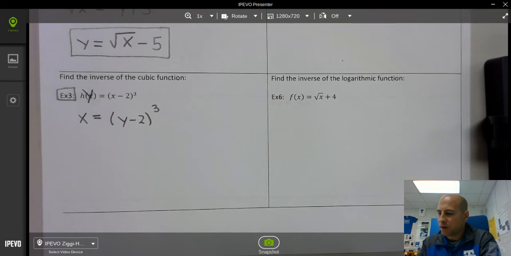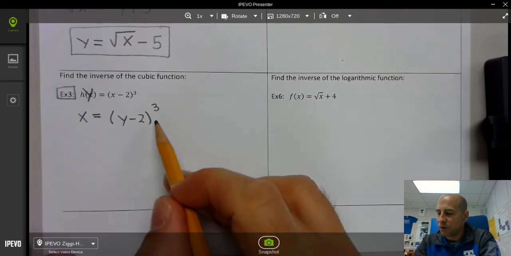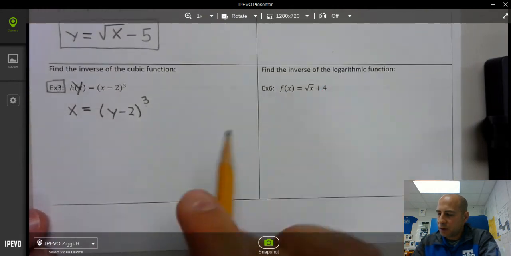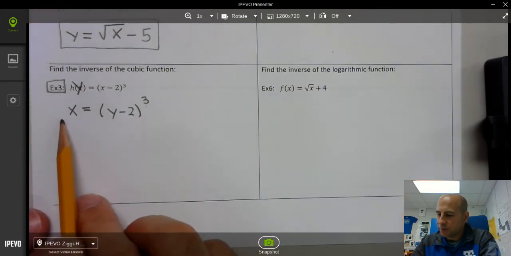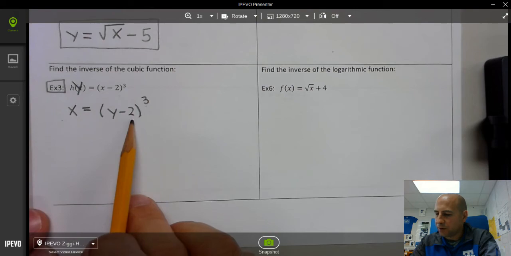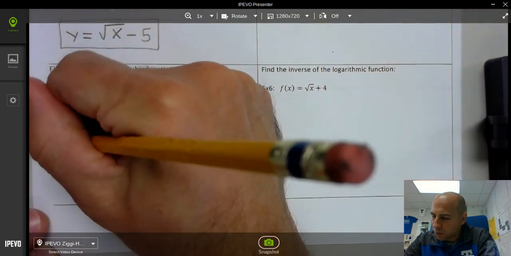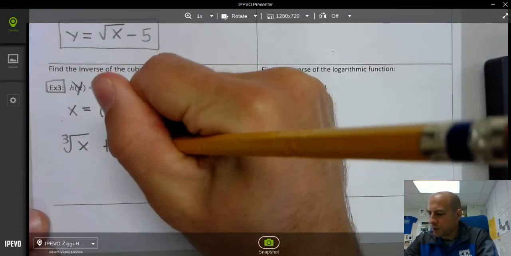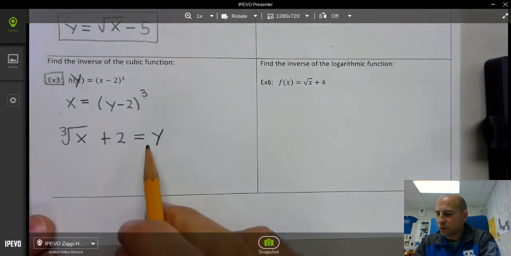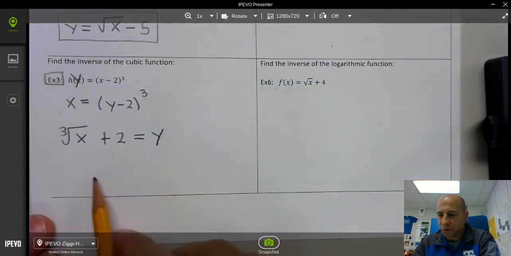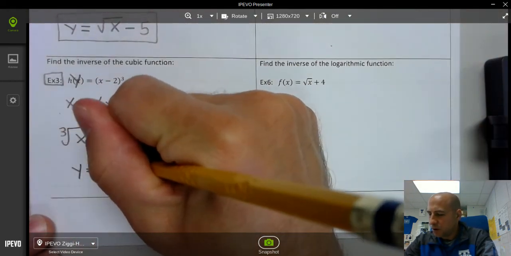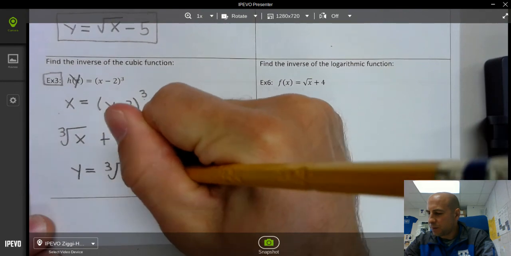Now, I'm hoping you've seen that example 2 and example 3 are in essence the same problem, except here this is cubed and that's squared, but the process is the same. So you're going to cube root both sides, and then you're going to add 2 to both sides. So you get the cube root of x plus 2 equals y. Mathematically that's correct to have the y on that side, but I feel more comfortable putting it on the left. It's more conventional that way. So y equals the cube root of x plus 2.